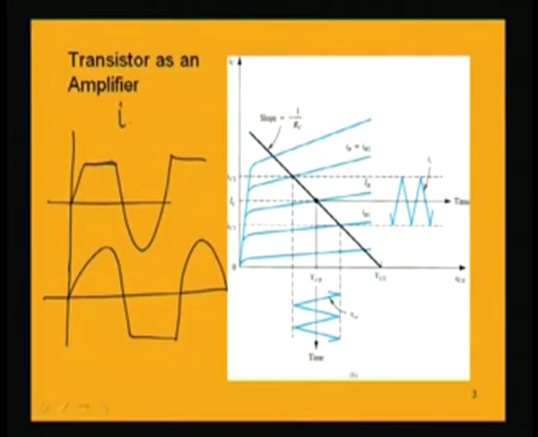Now, when it is in the active region, the transistor is operating as a linear amplifier, because we know that in the active region the collector current relation with the base current is IC equal to beta times IB. When we consider only the signal, that is the AC quantities, this of course will be AC beta, but AC beta and DC beta do not have much difference magnitude wise.